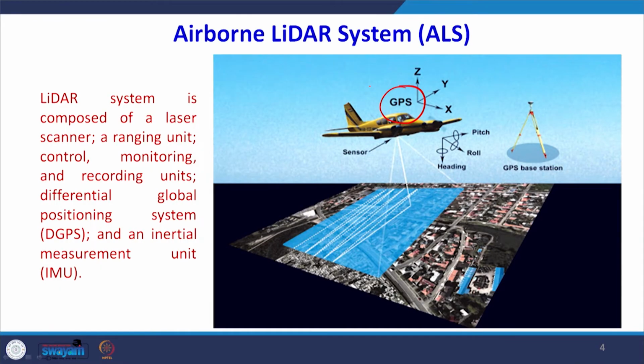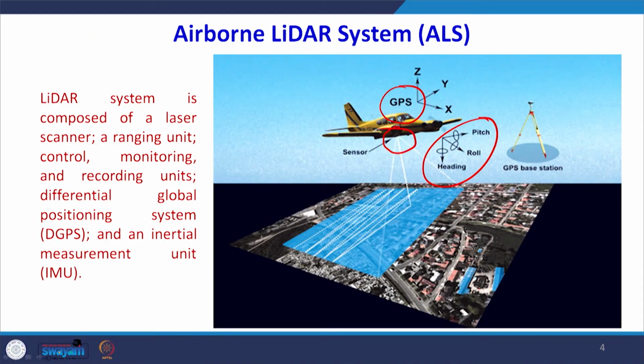Now when we are mounting this airborne LiDAR system on an airborne platform, we have a GPS device so that we can get the coordinates. We also have an inertial measurement unit, called the IMU, which takes care of the pitch, roll and yaw movement of the aircraft. We have to ensure that the aircraft is moving in the desired direction at a desired height, so there should not be any rotation about the three axes of the platform.